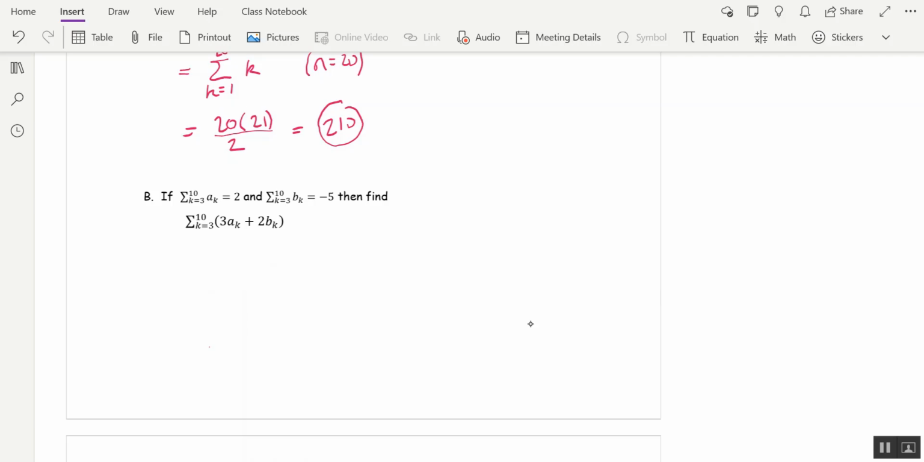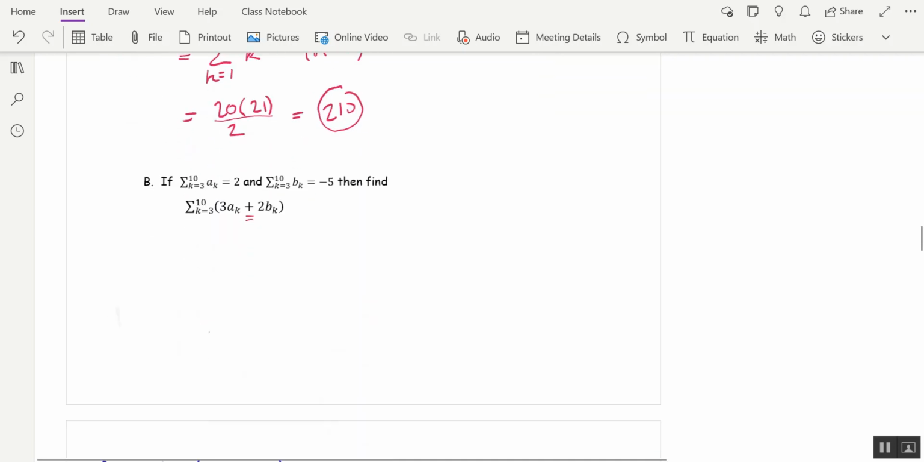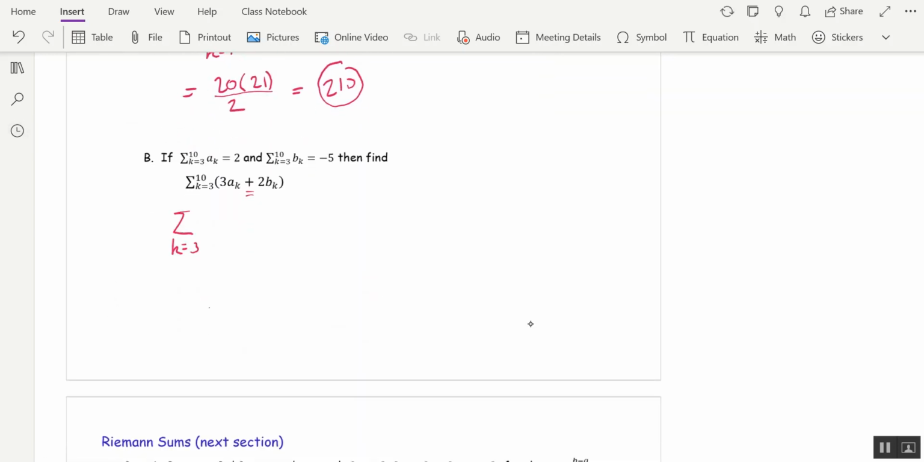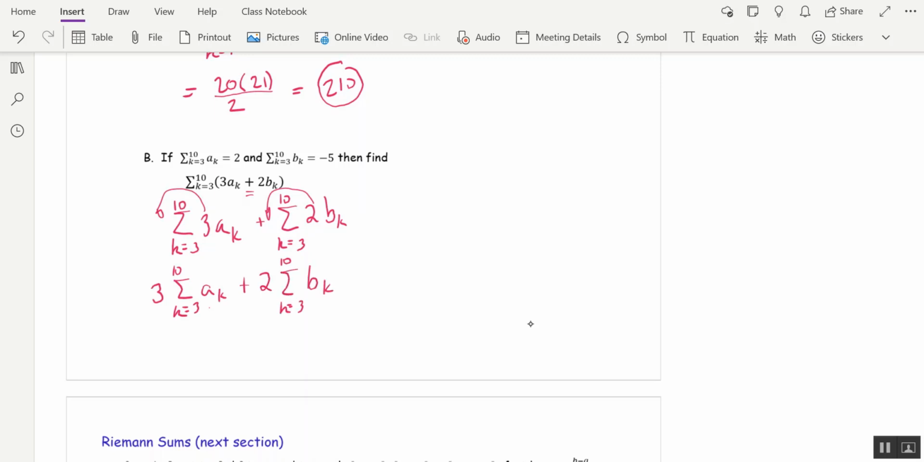Okay, next example illustrates the linearity property. By the first property in this box above, we can expand this single sum into 2 sums: the sum k equals 3 to 10 of 3a_k plus the sum k equal 3 to 10 of 2b_k. Then using the second property, you can pull the 3 out and you can pull the 2 out, just like with derivatives. So this is 3 times the sum k equal 3 to 10 of a_k plus twice the sum k equal 3 to 10 of b_k. But we're given this number and we're given this number. So this is 3 times 2 plus 2 times negative 5. So that gives us negative 4.